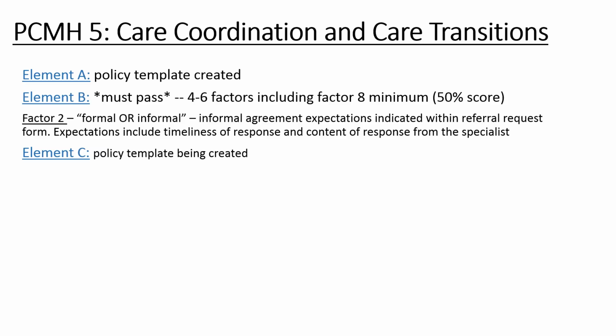Element B, which is the must-pass, is referral tracking. So for factor 2, I just wanted to point out, this is looking at having agreements with specialists, and the wording in the guidelines is a little misleading, but it is looking for either formal or informal agreements. And as you can see there, an informal agreement can be that expectations are indicated within the referral request form, and that those expectations need to include the timeliness of the response and the content of the response from the specialist. So NCQA is only looking for one example of this, but they are things that need to be embedded in there.